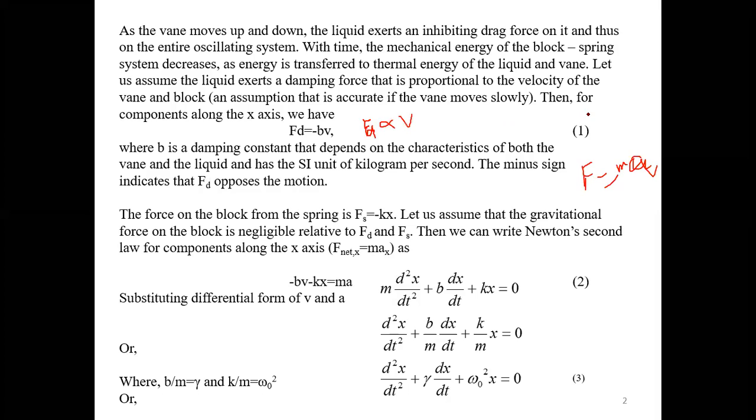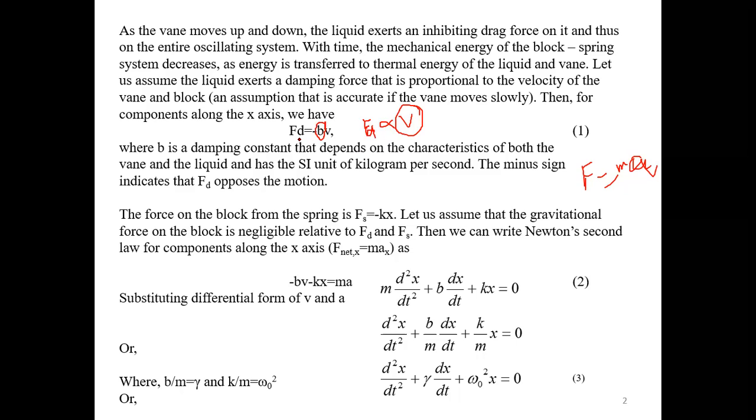You can check this. On a windy day, if you just walk against the wind, you will barely feel any obstacle, but if you run, you will feel strong obstacles. That means the damping force is proportional to the velocity. If you want to move faster, the air will give larger resistance to your motion. So the damping force Fd will be minus bv, where b is the proportionality constant, the damping constant.